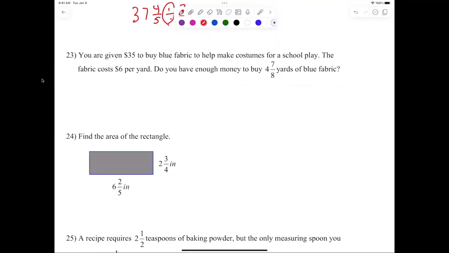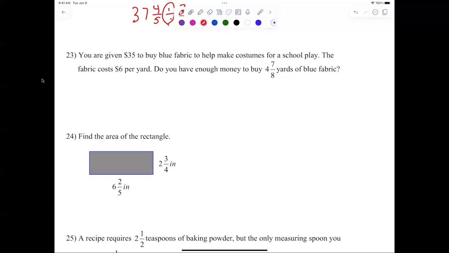Hampton, let's let you read 23. You're given $35 to buy blue fabric to help make costumes for a school party. The fabric costs $6 per yard. Do you have enough money to buy 4 7/8 yards of blue fabric? What are you thinking? You do 4 7/8 divided by 6. No, stop. Leave him alone. I want him to learn. Is that what you do? Tell me what you said. You 4 7/8 divided by 6.